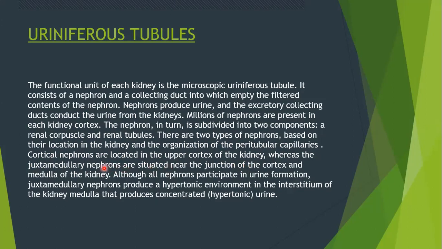Then we have juxtamedullary nephrons, which are usually located near the junction of the cortex and the medulla. So they are located near the corticomedullary junction. Juxta means next, if I can remember. Although all nephrons participate in urine formation, juxtamedullary nephrons usually produce a hypertonic environment in the interstitium of the kidney medulla that produces concentrated urine.